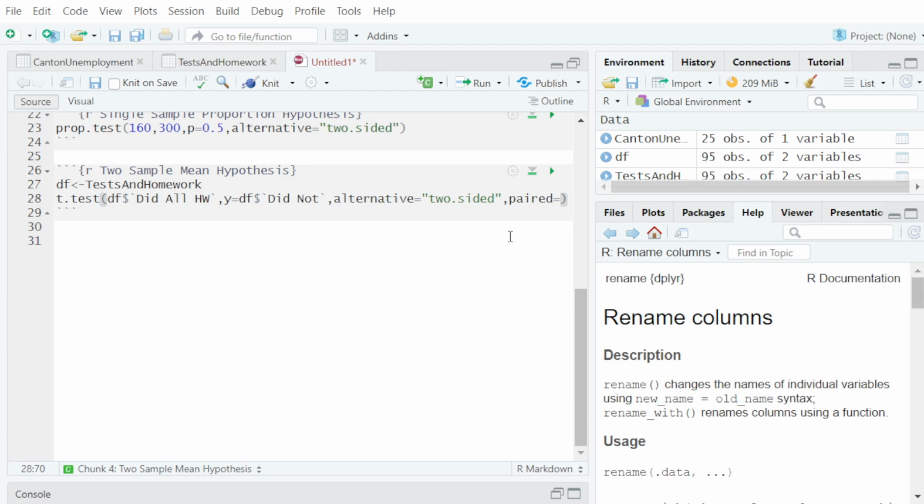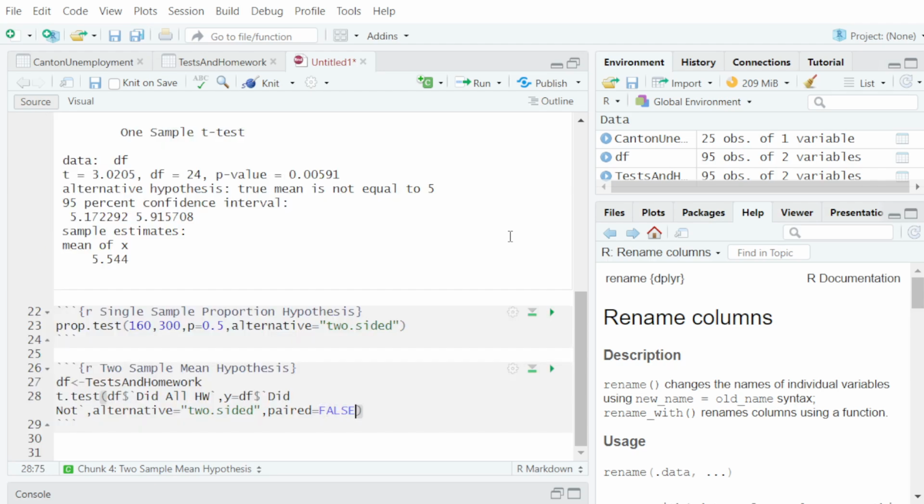That doesn't make sense here because, for one, our data sets, these data series, are not the same size. A different number of people did all the homework than did not do all the homework. There's no way for me to pair these things. So I'm going to just make paired equals false, indicating that I'm not pairing the data. Now, where this is more appropriate, the most common case is if you have a before and after. That's really the best case.